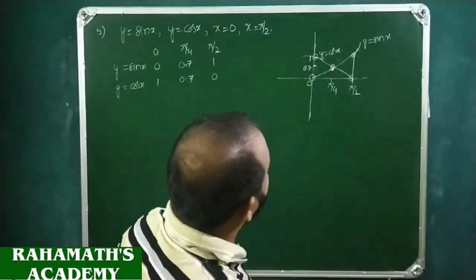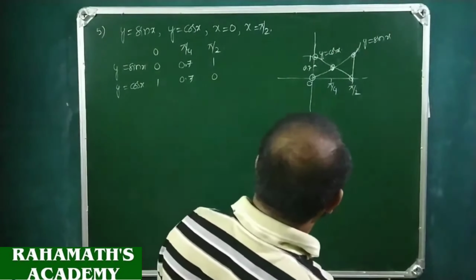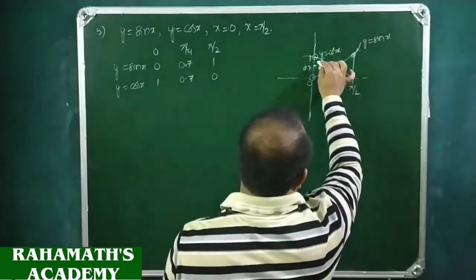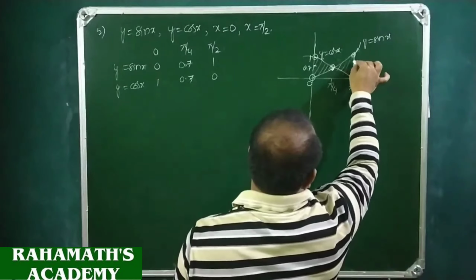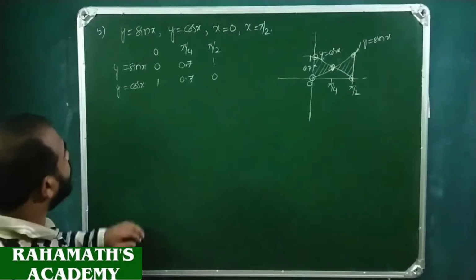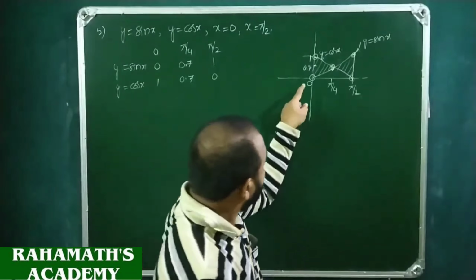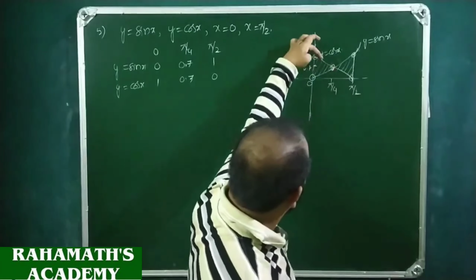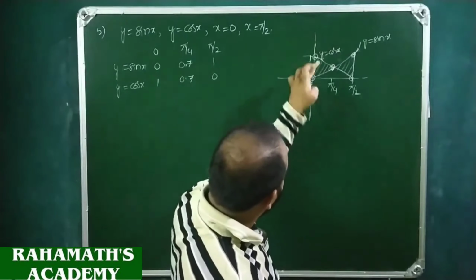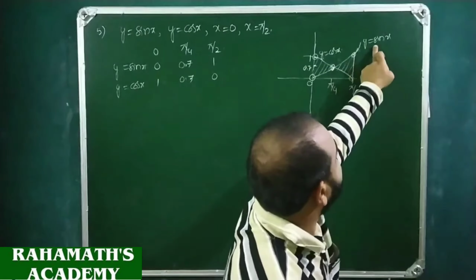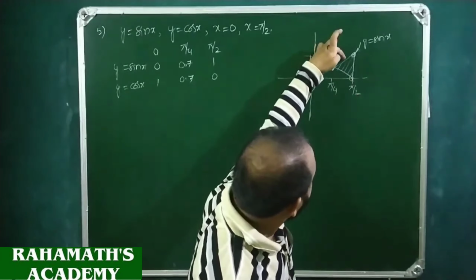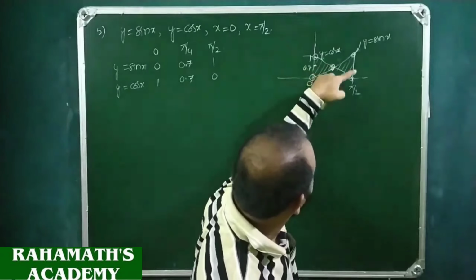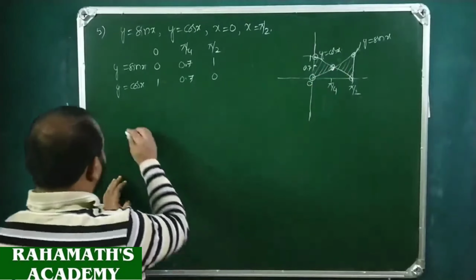Now, we need to know the area of the region bounded by these two curves. So here 0 to pi by 4, the upper curve is cos x and the lower curve is sin x. But from pi by 4 to pi by 2, the upper curve is sin x and the lower curve is cos x. So that is what we are going to do.